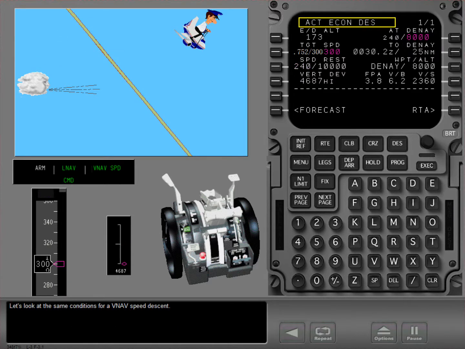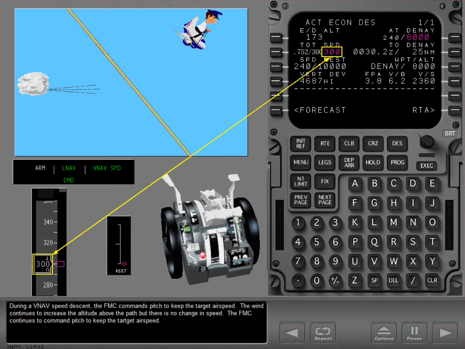Let's look at the same conditions for a VNAV speed descent. During a VNAV speed descent, the FMC commands pitch to keep the target airspeed. The wind continues to increase the altitude above the path, but there is no change in speed. The FMC continues to command pitch to keep the target airspeed.